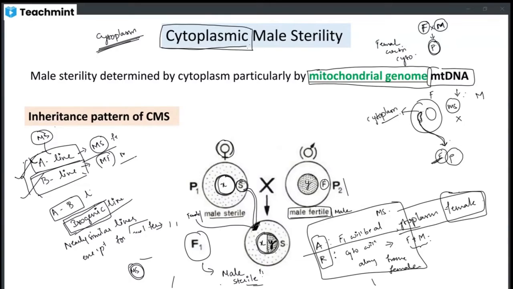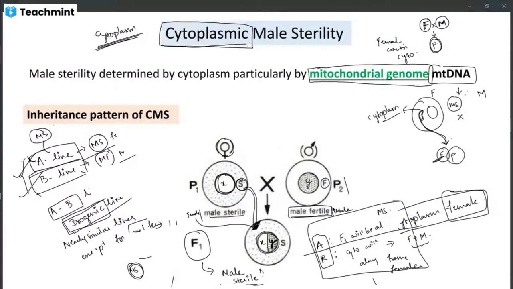What will be the answer? Assertion: F1 will always be male sterile in case of cytoplasmic male sterility, and reason: the cytoplasm always comes from the female side in cytoplasmic male sterility. So both the statements are true, right? And the reason correctly explains the assertion, okay? So this type of question might come in case of this CMS system.